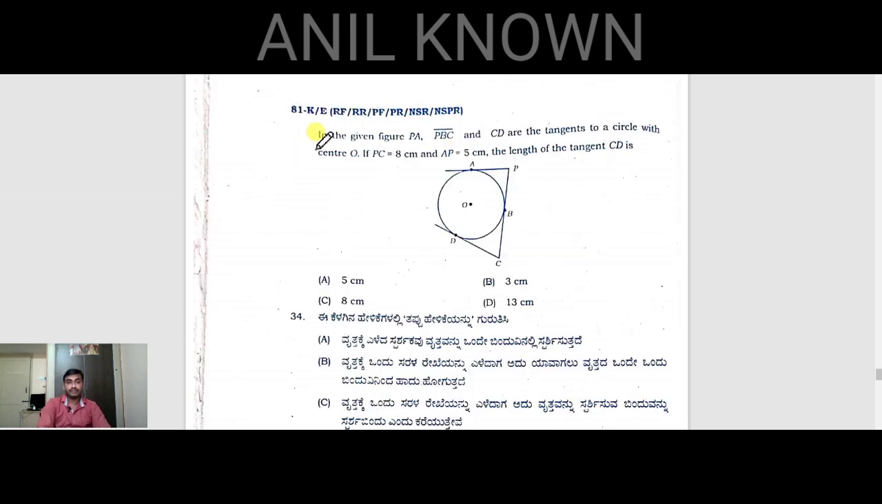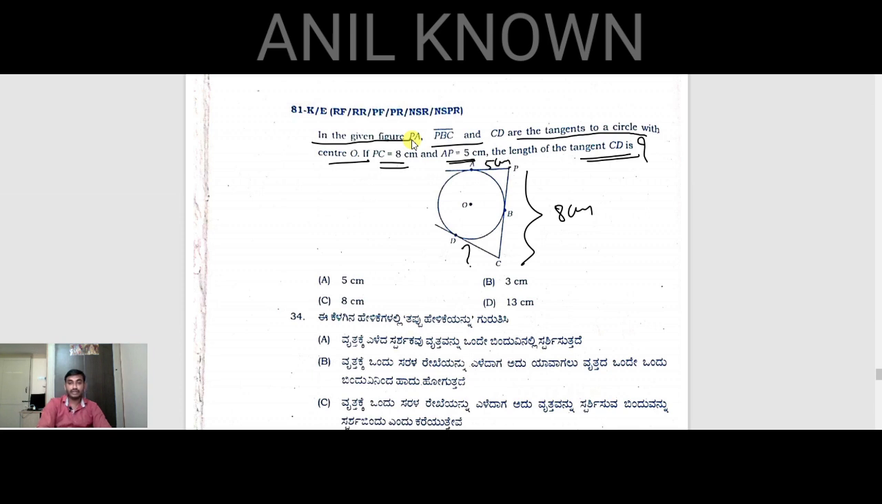The next question is, in the given figure PA, PBC and CD are the tangents to a circle with the center O. If PC is equal to 8 centimeter and AP is equal to 5 centimeter, the length of the tangent CD is. So, we have to find the CD, this length we have to find. The given PC, this length is 8 centimeter and AP, this length will be 5 centimeter.